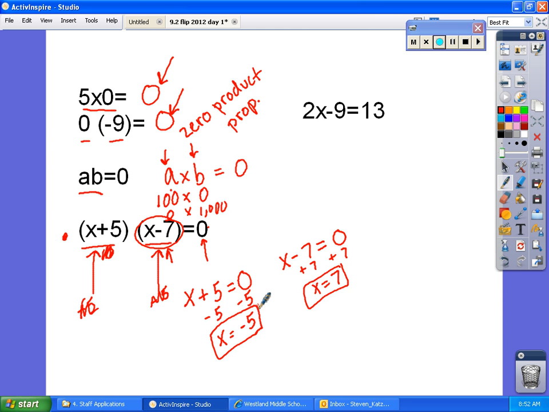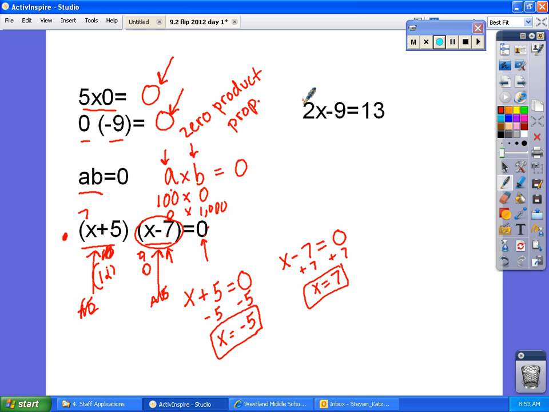Well, instead of putting in a negative 5, what if we put in a 7? So if I put in a 7 for this x, and I put in a 7 for this x, yes, 7 plus 5 is 12. That's fine, because over here, 7 minus 7 is 0. And when you take 12 times 0, you get 0. So that's using the zero product property.